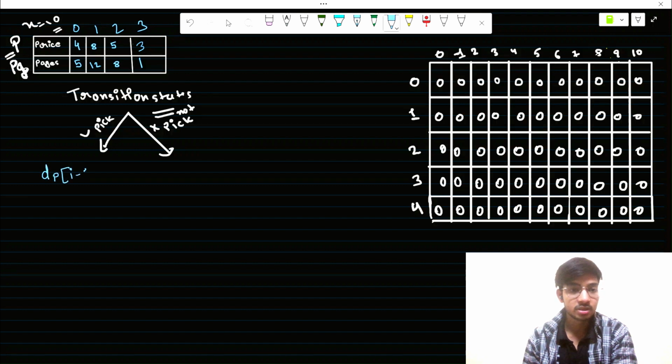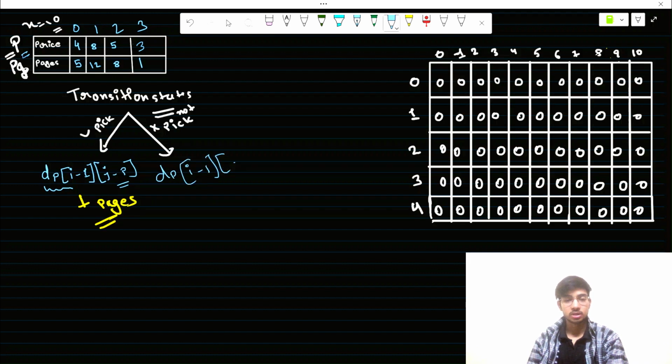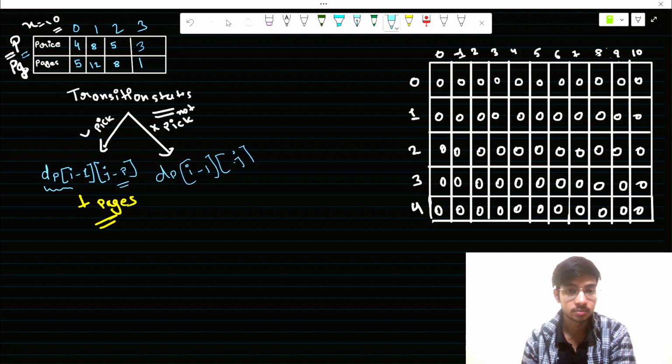So what you can do is you look at the prefix. If you are going to pick, your atmos price is reduced by p, where p is the price, and you have to add the number of pages. Now, if you are not going to pick, you look at the prefix, and the number of pages will remain the same, and the price would remain the same, that is j. Fine, perfect. Now let's try to fill our DP table with the help of these transitions.